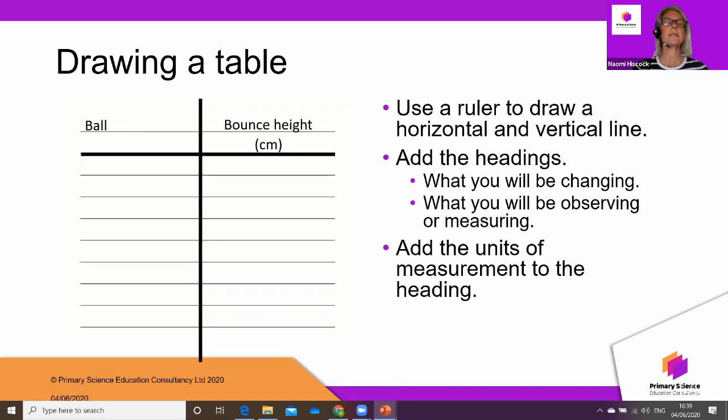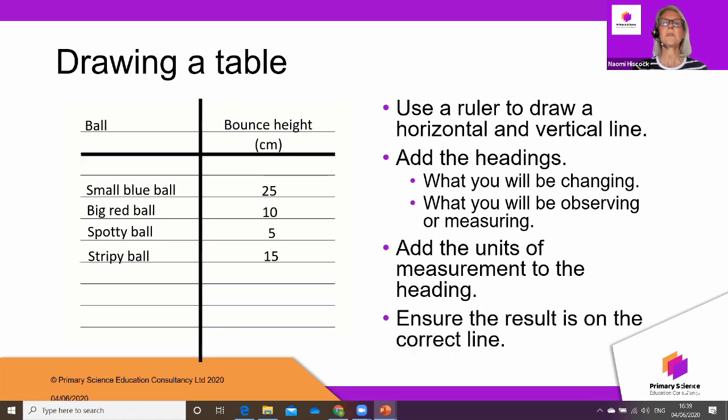So we add the units, and then we need to add our data, being really careful that the data associated with the small ball is actually on the correct line. So we need to put the data in, being careful that it's all on the lines. And I think that's why it's important that children do use lined paper. So we need to ensure the results line up properly.